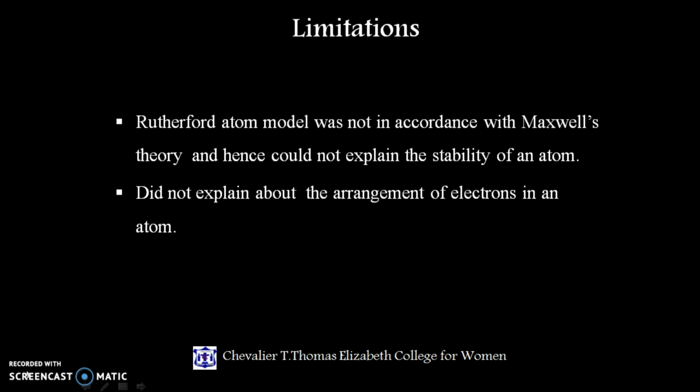So when an electron moves around the nucleus, it should be subjected to acceleration and should emit radiation with loss of energy. As a result, the orbits should shrink and collapse into the nucleus of an atom. According to the calculations, if Maxwell's explanation is followed, Rutherford's model will collapse within 10^-8 seconds. Therefore, the Rutherford atomic model was not following Maxwell's theory and it was unable to explain the stability of atoms.